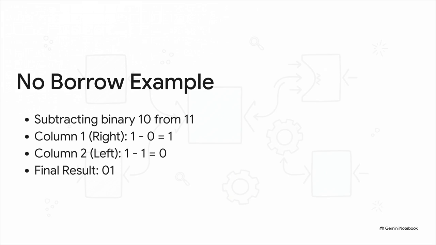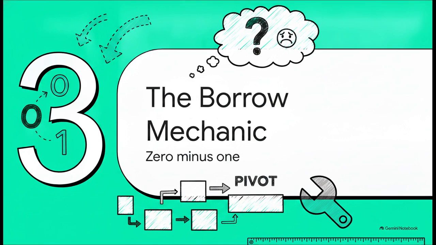See? Just like regular math. We breeze right through the columns and the ones and zeros just fall perfectly into place. And hey, to put that into perspective, if we translate to decimal, binary 11 is 3 and binary 10 is 2. 3 minus 2 is 1 and binary 01 is exactly that. It's 1. Now things get a bit spicy.